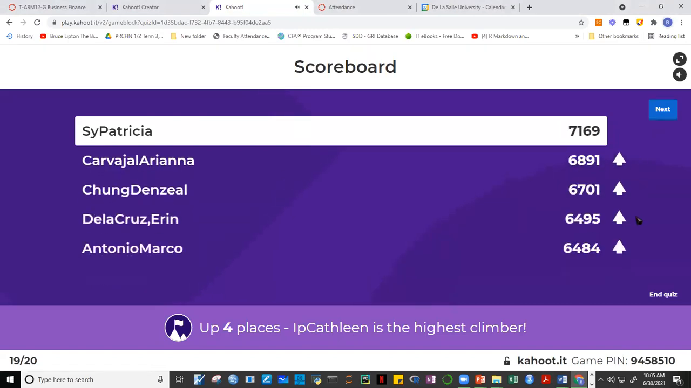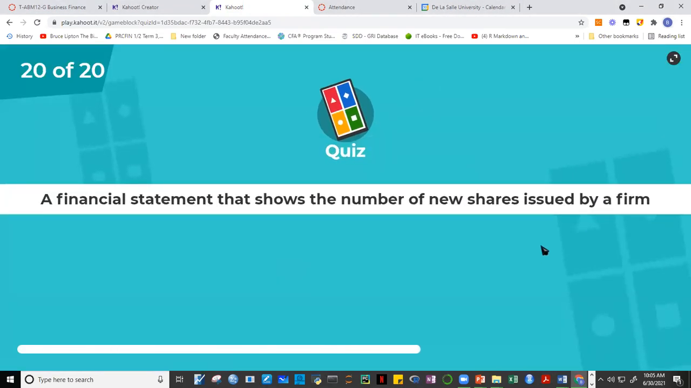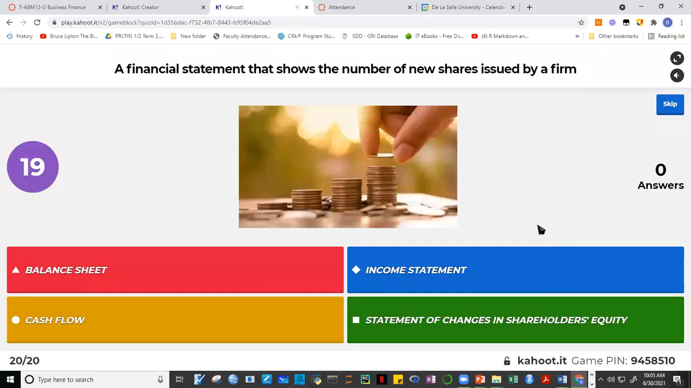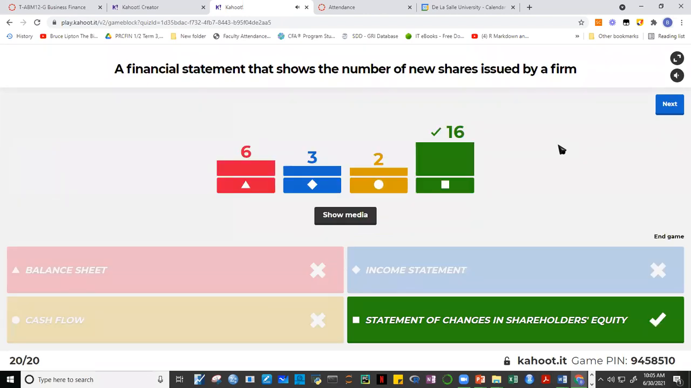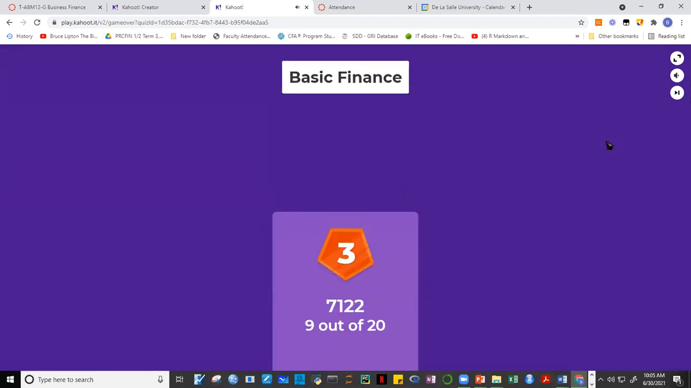Okay? So konting changes sa positioning. Next, last question, guys. Saan natin makikita yung mga bagong shares na inisyu ng isang firm? Okay, so makikita natin siya sa statement of changes in shareholders' equity.